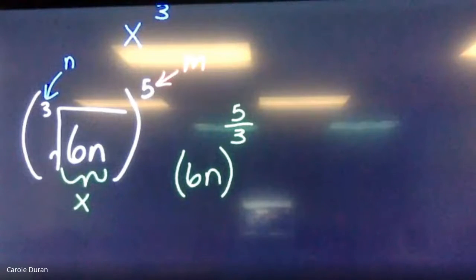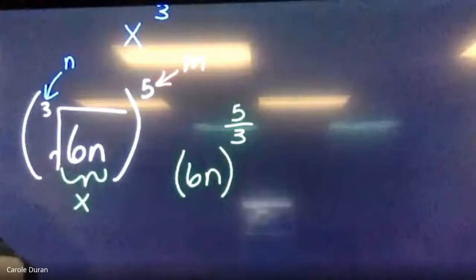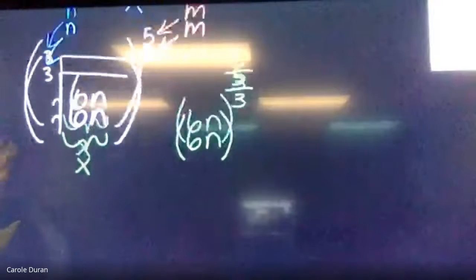Show of hands who got that one right. Okay, and that was new to you, so just be sure if there's more than one thing in here, we put it in parentheses. If there's a number in front of the letter, or if there's more than one letter, that too. Let's do one more of these, and then we'll do the next portion.